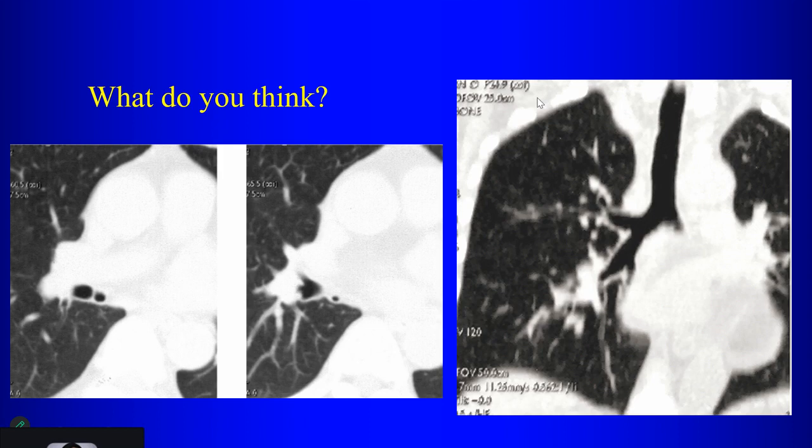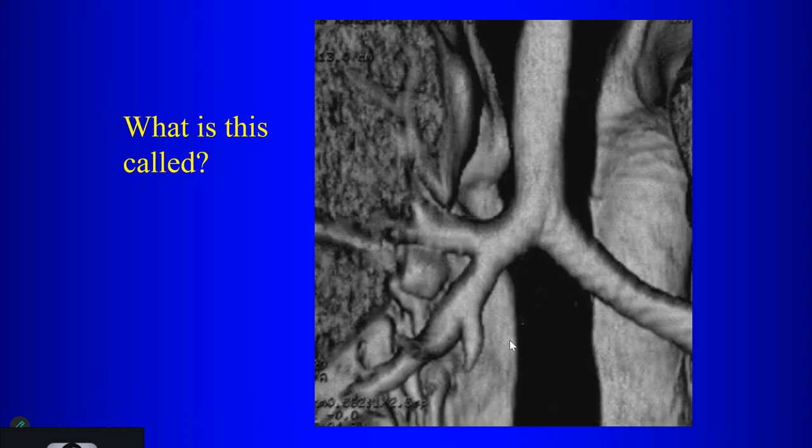So what is that called? That's called a cardiac bronchus, right? So it's a blind ending bronchus that can come off the bronchus intermedius or the right lower lobe bronchus, goes towards the heart and then just stops. That's called a cardiac bronchus.